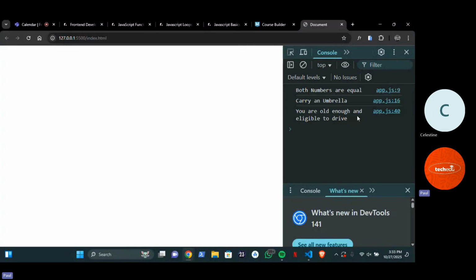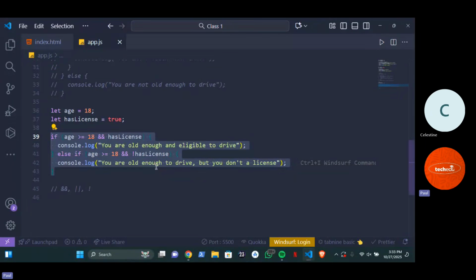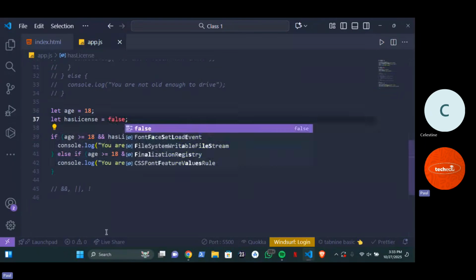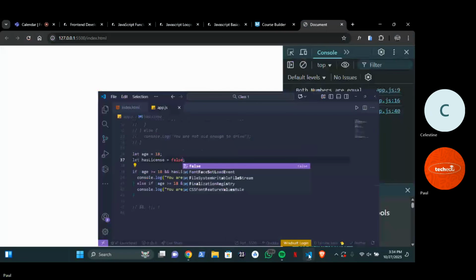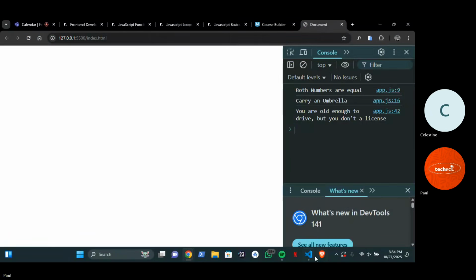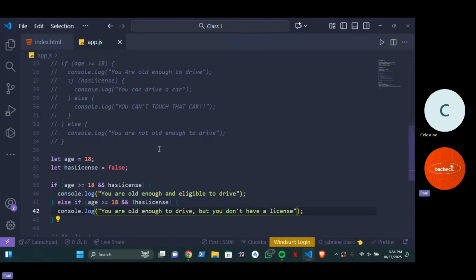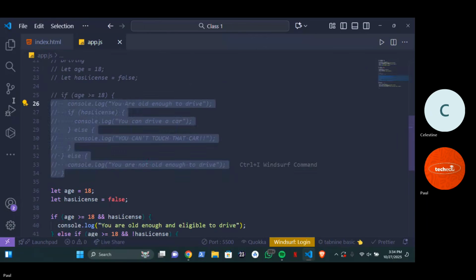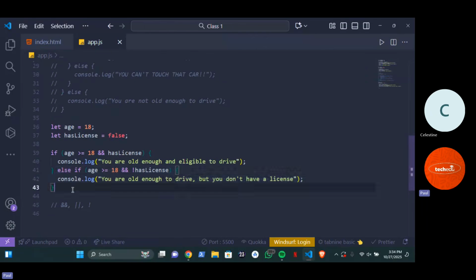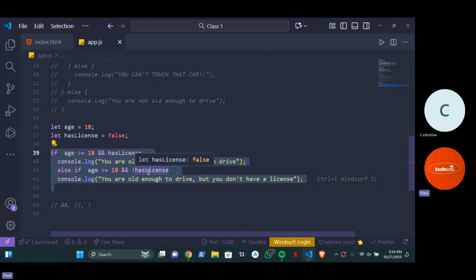Now let us check it out and let us see. You are old enough and eligible to drive. Now let us change this to false, and let's see what we have. Now what do you have? You are old enough to drive, but you don't have a license. So this is basically how you can do the same thing, but you can do it cleaner with logical operators: your and, your or, and your not. Now, those three things are very, very important. You can actually do anything with them.